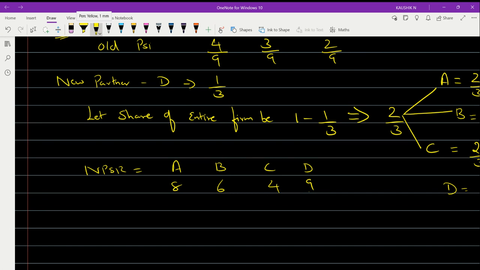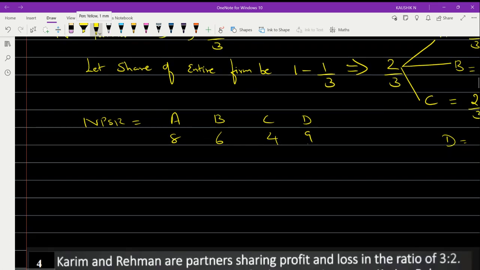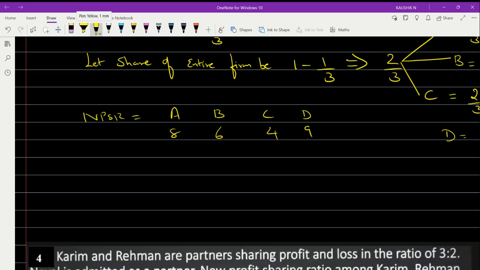But the question is not to find the NPSR, it is to find out our sacrifice. So write the formula of sacrificing ratio.